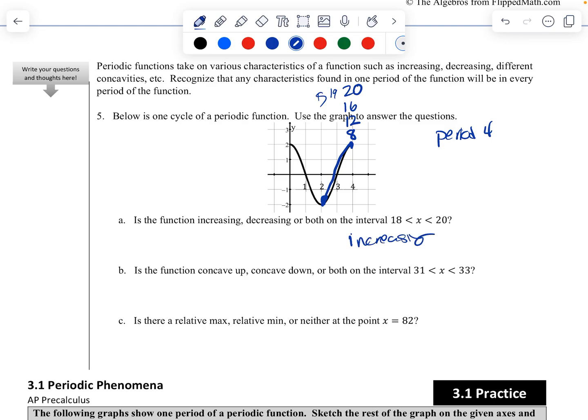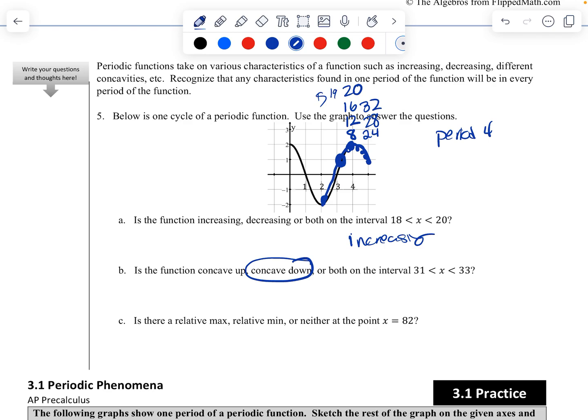I could do the same thing from 31 to 32. If this is 20, this is also 24, 28, 32. So that means 31 is right here, 32, and then it goes back. So that would be concave down.